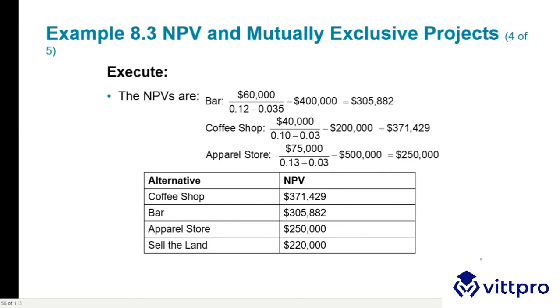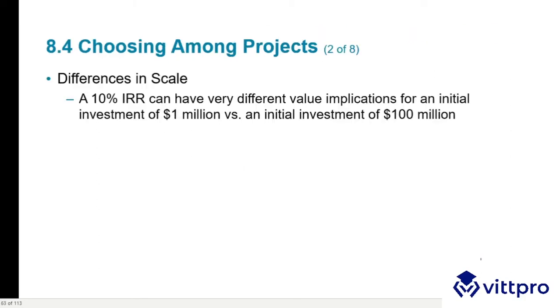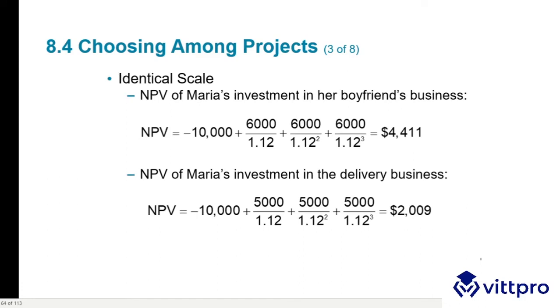Now the question is, first you need to have 400,000, right? Then only can you spend $200,000 to open the coffee shop. Then only can you have the coffee shop and these cash inflows, right? Now let's calculate the projects on different scales. A 10% IRR can have a very different value implication if the initial investment is 1 million or 100 million, right?